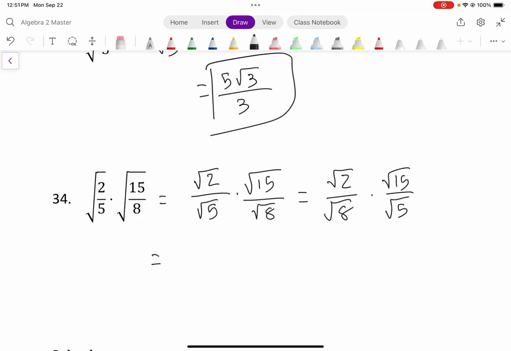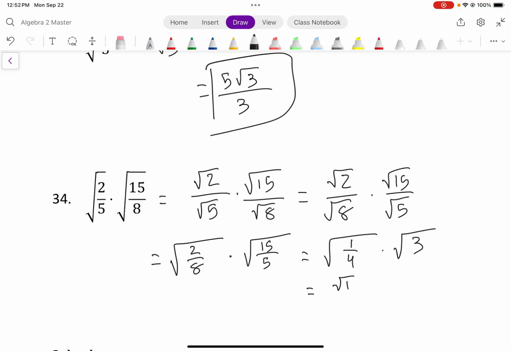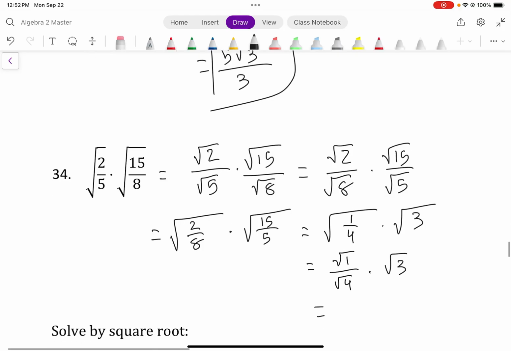The reason I did that is so that I can treat this as these two fractions instead. Because I know that 2/8 is 1/4. I know that 15/5 is 3. Well, the square root of 1/4 is the square root of 1 over the square root of 4. Square root of 1 is 1. Square root of 4 is 2. Okay, that's a problem that takes me longer to write than to actually do.